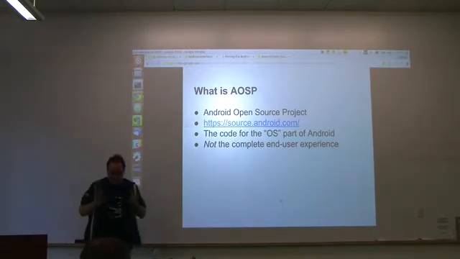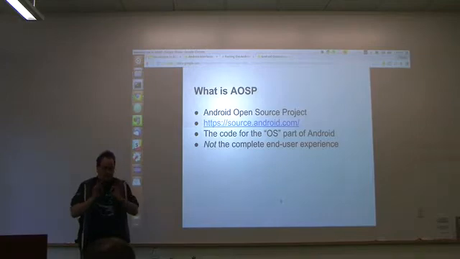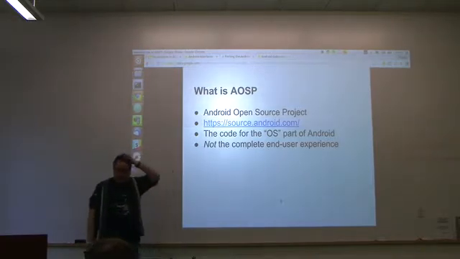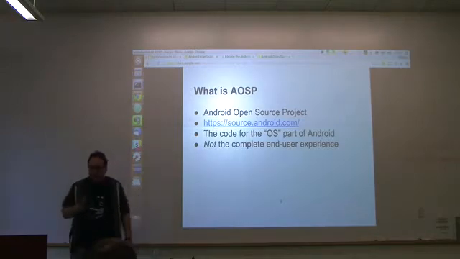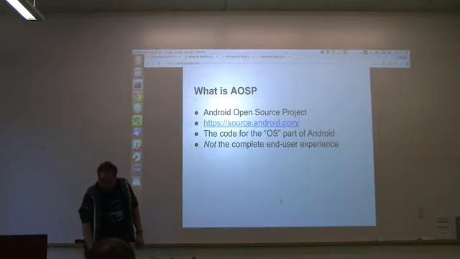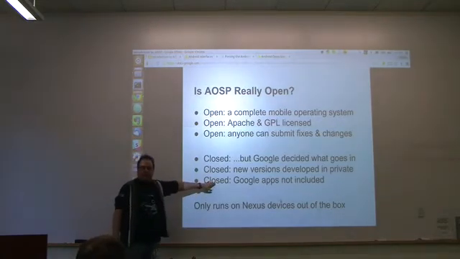So what do you find when you go to the Android open source project? What you find is the code for the operating system part of Android. So the thing that I want to emphasize here is if you take this and you build it and you run it, you will have a complete operating system, but you are not going to have the complete end user experience that you would have if you went out and bought a phone running and branded Android. And a lot of that comes down to the presence of Google applications.